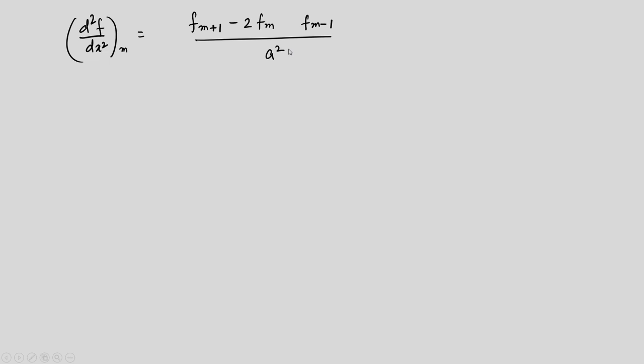Let me write down the second derivative. The second derivative, d2f/dx2, at m, is written as f_{m+1} minus twice f_m, plus f_{m-1}, divided by a squared. This is called the three-point formula. These f's are the values of the function, and a is of course the lattice constant, or the distance between two successive points. So we want to calculate the matrix element of the operator, either d2f/dx2 or df/dx.